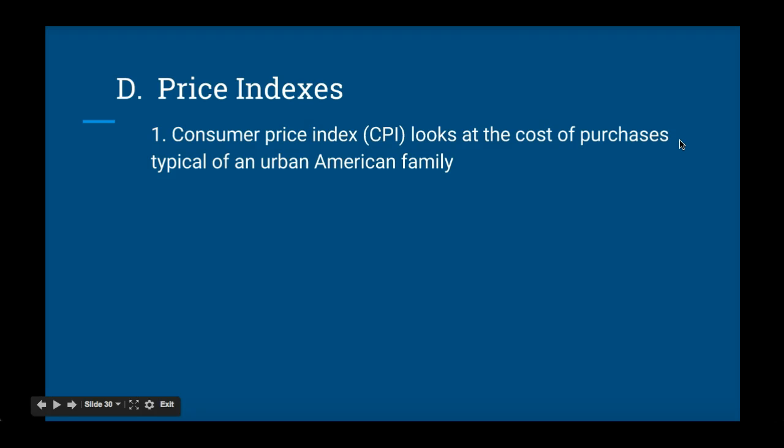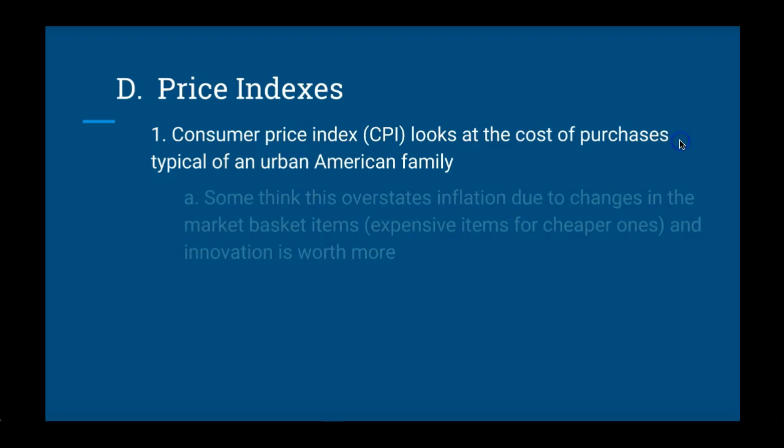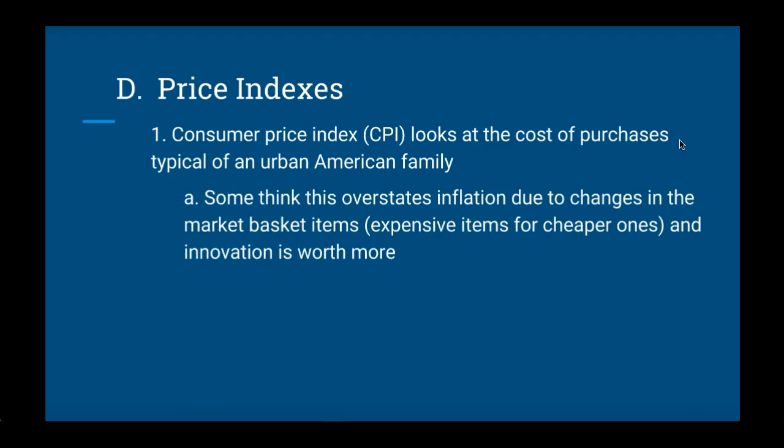The first type is what we call a consumer price index. This is called the CPI for short. CPI is the most familiar. This is the one that usually gets reported as far as the inflation rates. But basically, it looks at the costs of purchases of a typical urban American family.